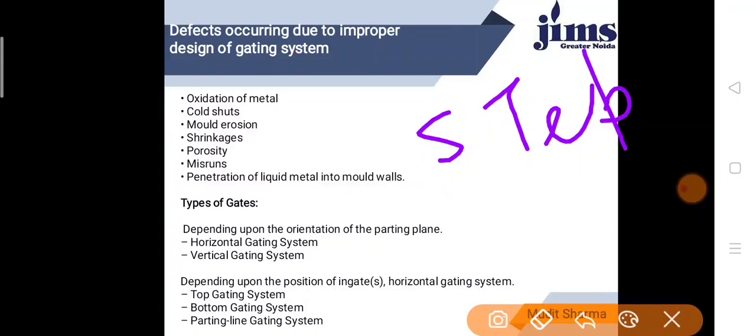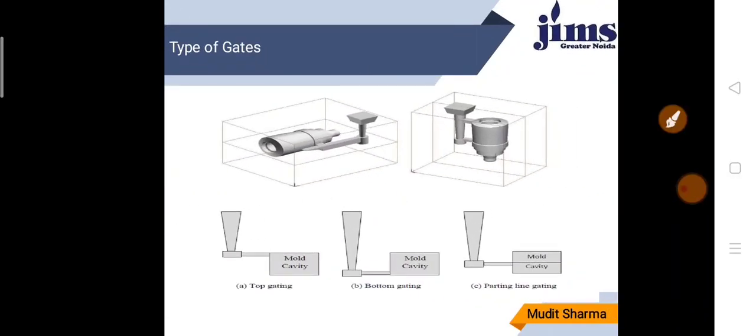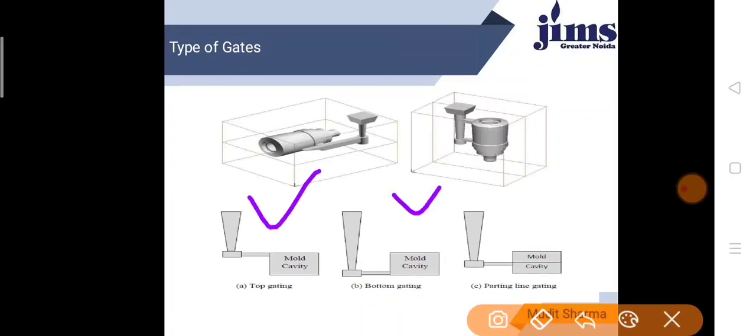The size of ingates is normally increased from top to bottom, such that metal enters the mold cavity from the bottom-most gate and then progressively moves to the higher gates. It ensures gradual filling of the mold without any mold erosion. These are mostly used for heavy or large castings. I hope we also discussed another gate. So these are the systematic diagrams for the gates discussed above, like top gate, bottom gate, or parting gate.